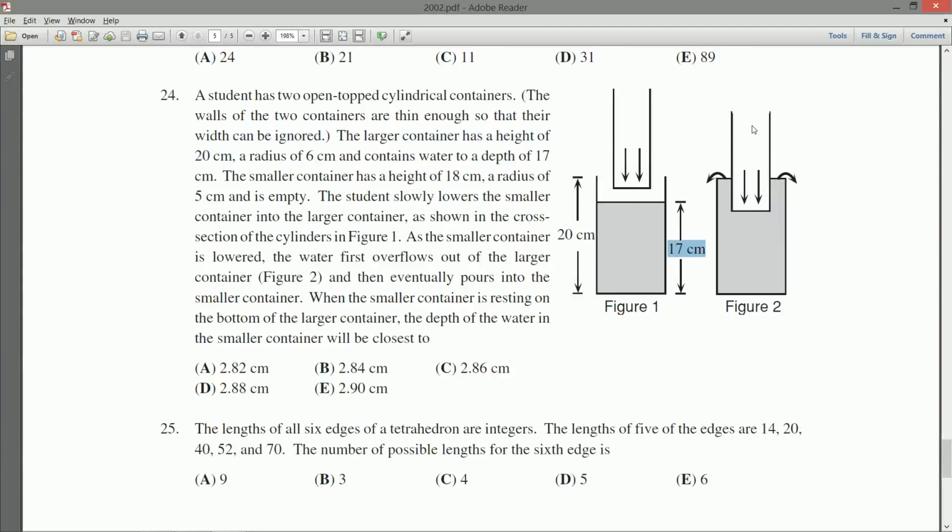The smaller container, the one we're pushing in here, has a height of 18 centimeters and a radius of 5 centimeters and is empty. The student slowly lowers the smaller container into the larger container as shown in the cross-section of the cylinders in figure 1. The arrows mean he's lowering it down.